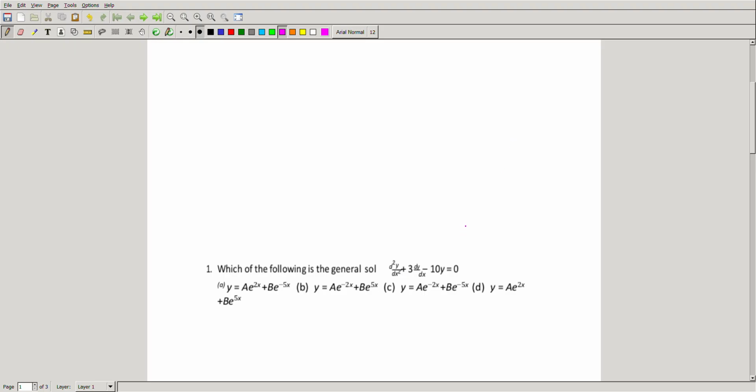The given equation is d square y by dx square, the order is 2, right? Plus 3 times dy by dx minus 10y equal to 0. Now we need to find out the general solution.